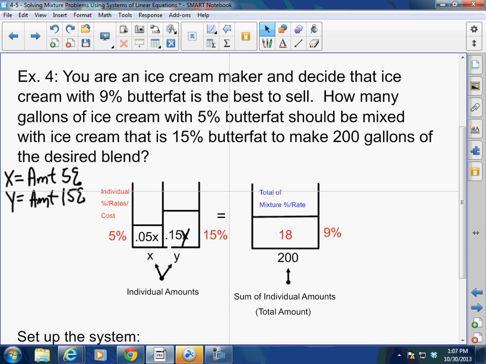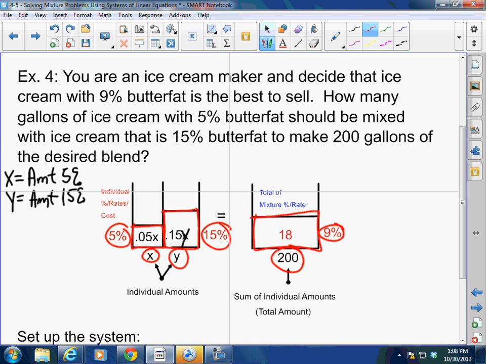This is area, guys. I'm basically finding little areas. What's the area of a rectangle? Base times height. What's the area of this rectangle? Base times height. What's the area of this rectangle? Base times height. Does that make sense? Okay.